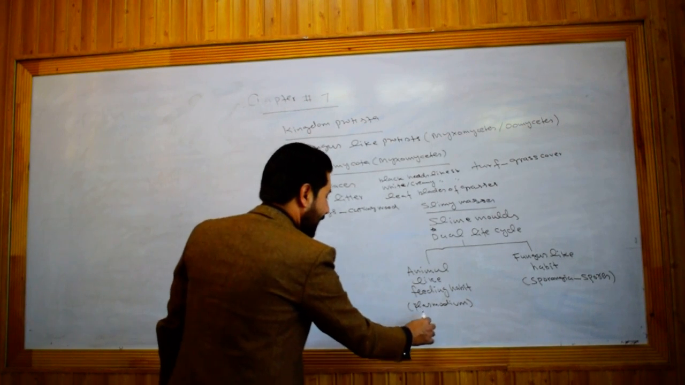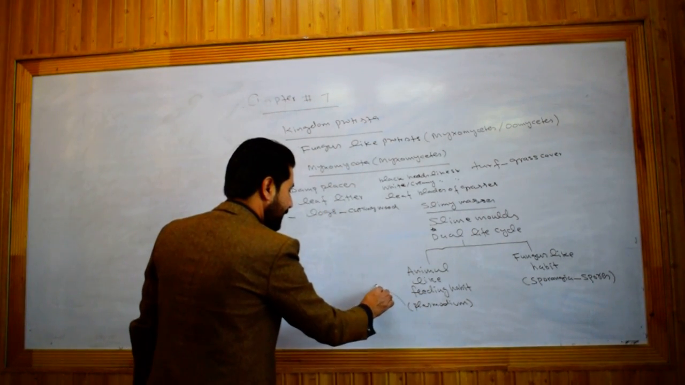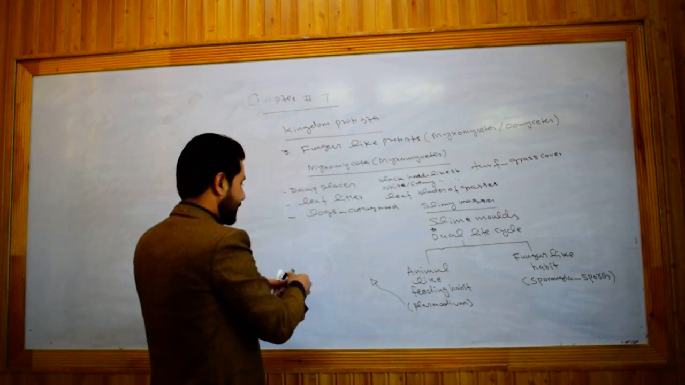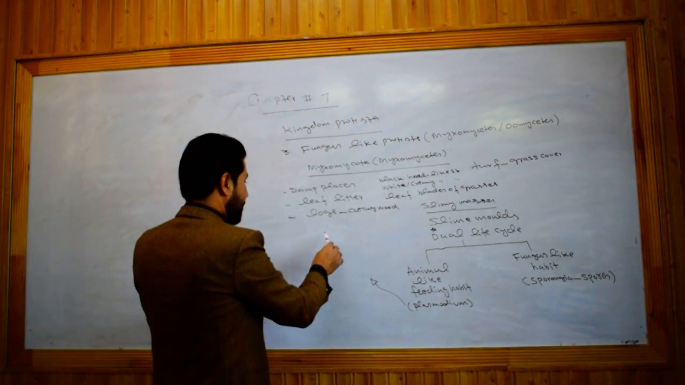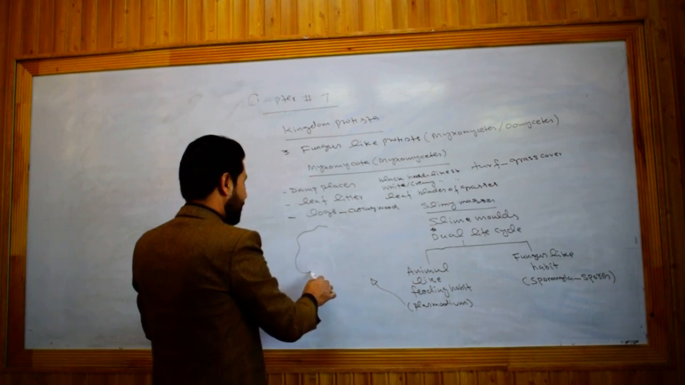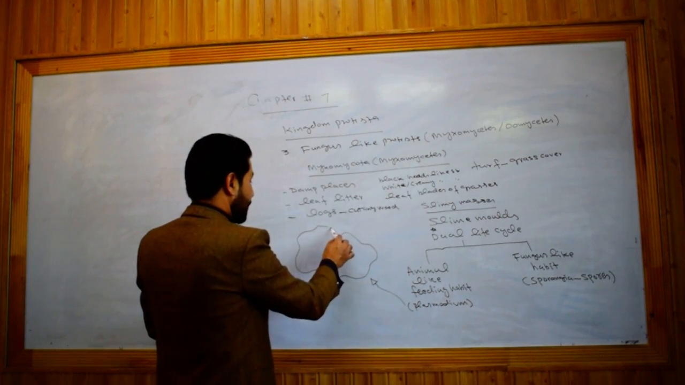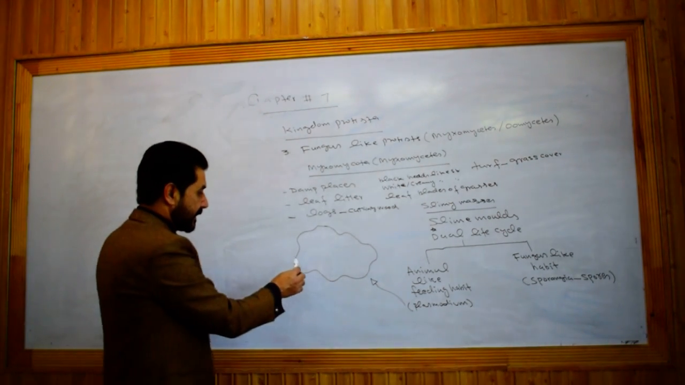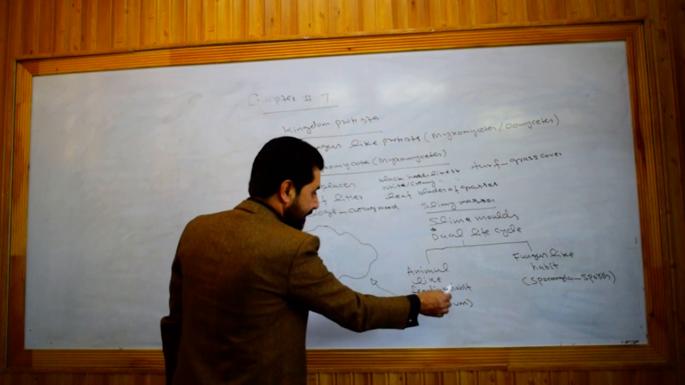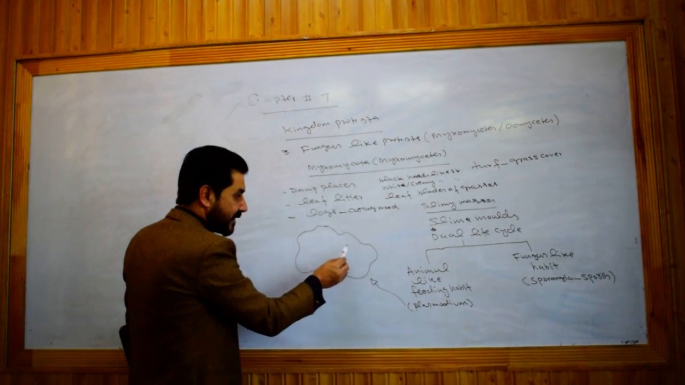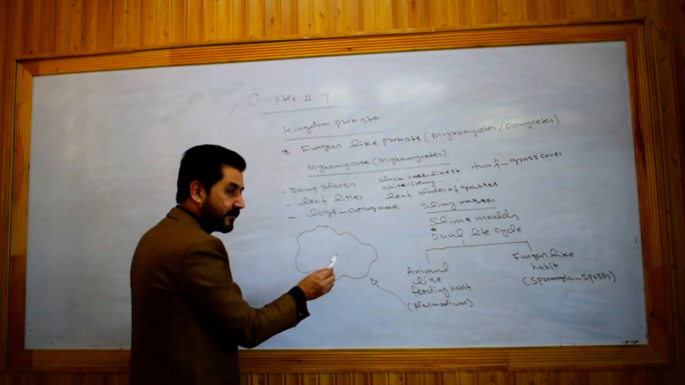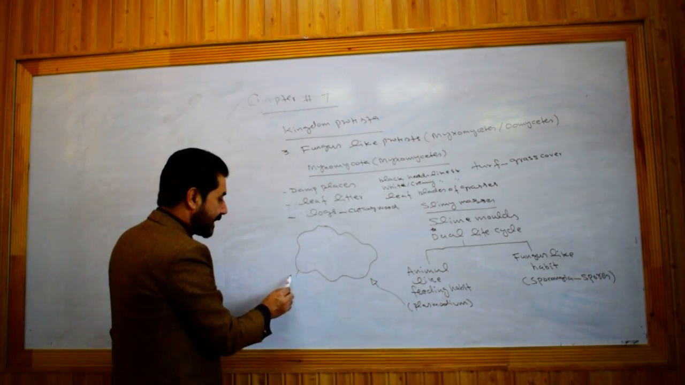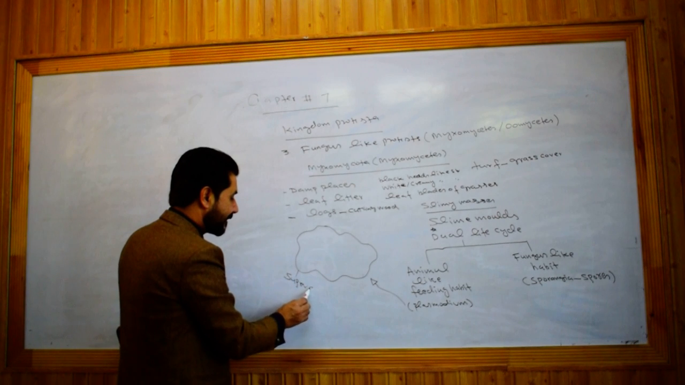Plasmodium is a large cell, just like this. Plasmodium is a large unicellular cell. It never becomes multicellular. This is the Plasmodium, the slimy mass which never becomes multicellular. It always remains a unicellular mass, and this large cell is also called a supercell.